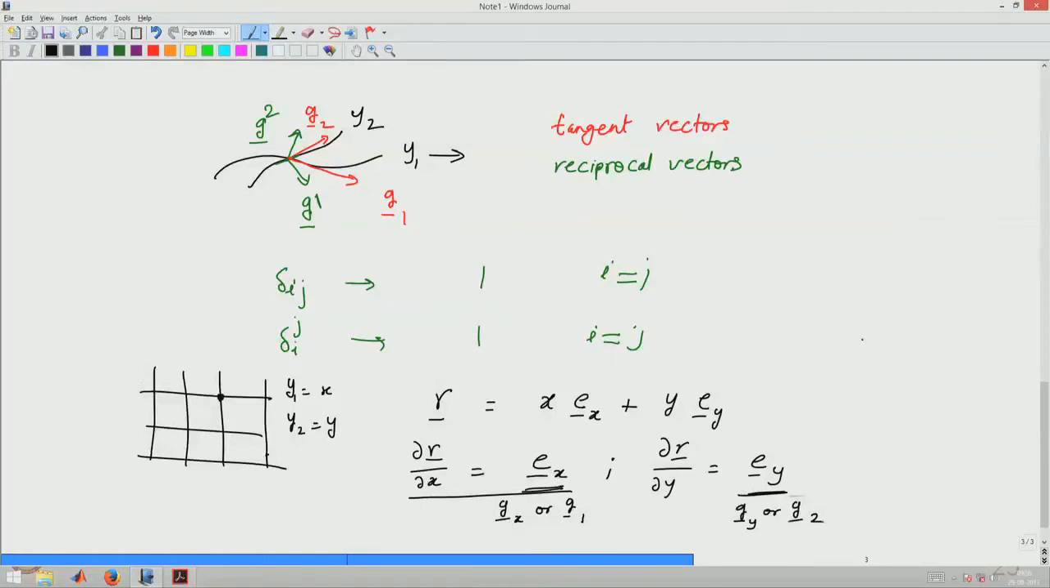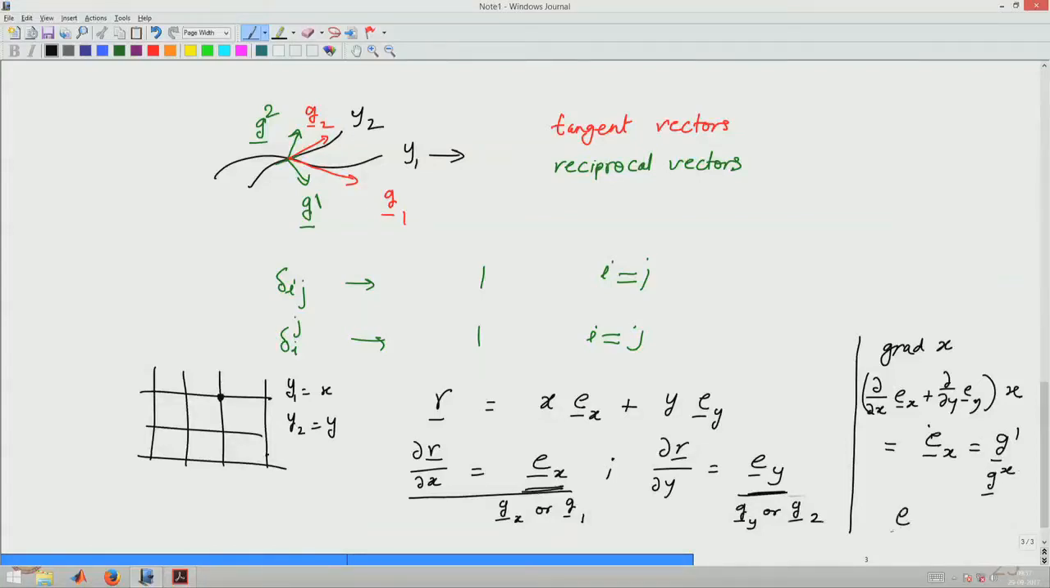Now, we could look in the same way at the gradient of x, and so this will end up being del by del x Ex plus del by del y Ey of x. Again, because del by del y of x will be 0 and del by del x of x will be 1, we will end up, or we can write this, as Gx.